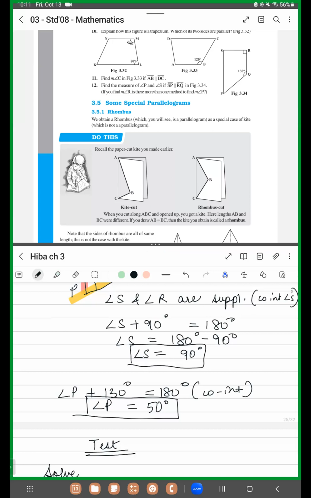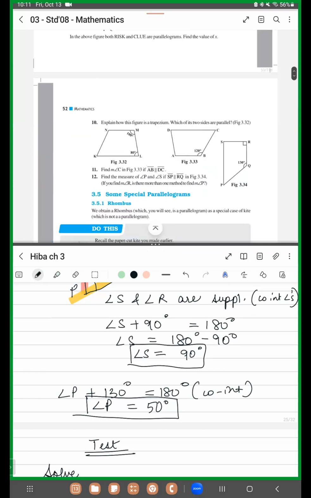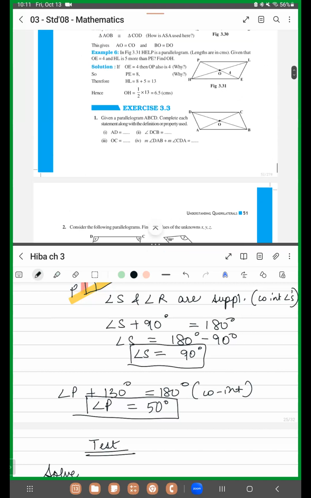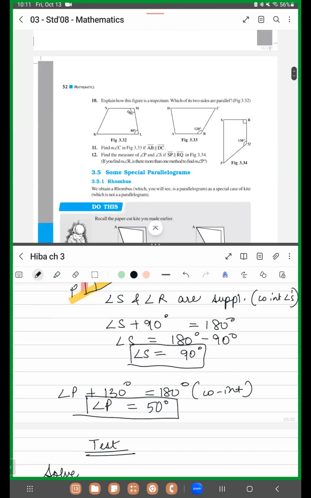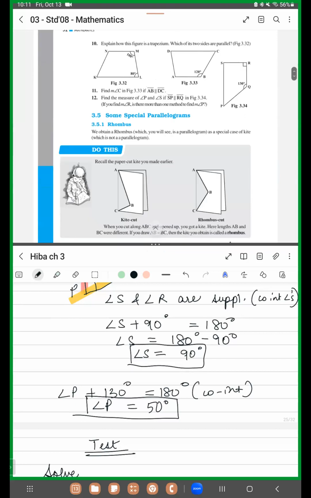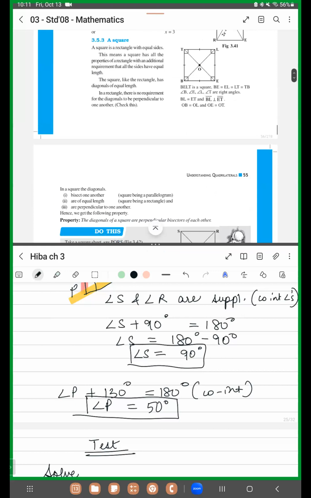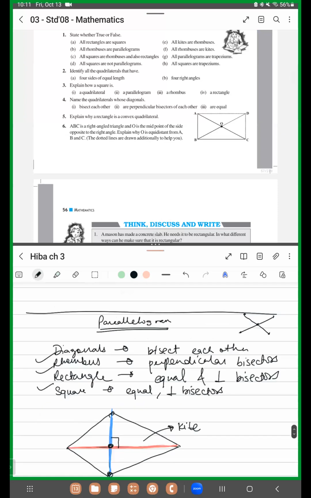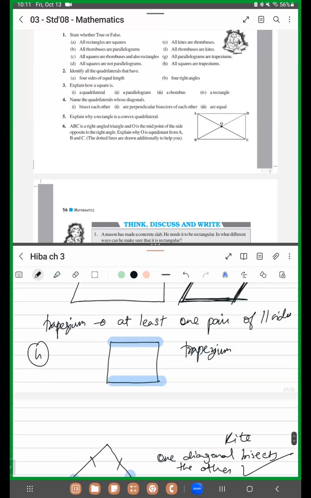Next doubt. Exercise 3.3, the last question. This one only, no? This is the 12th question, the last question. No, sorry, 3.4. Last question? What about that question? I also didn't understand this. Didn't understand it. Okay.